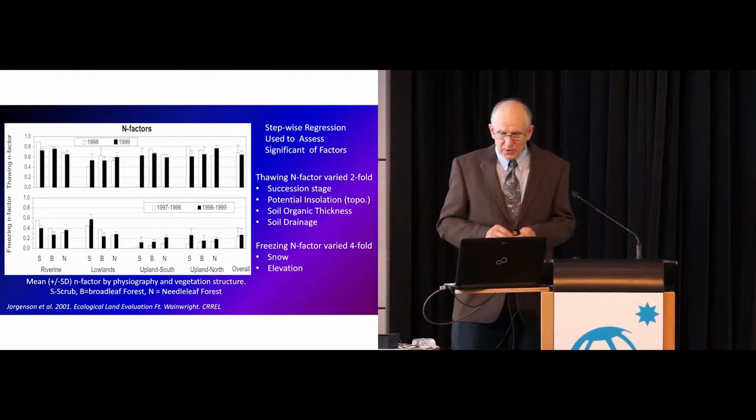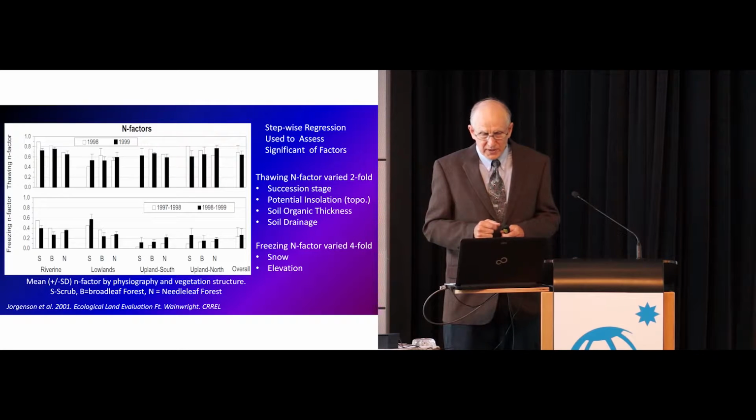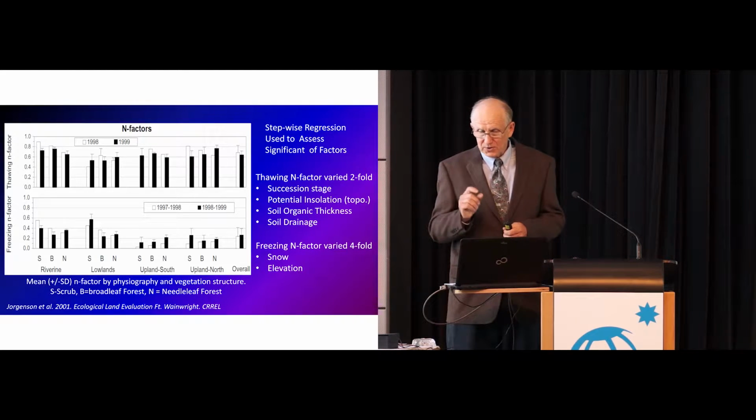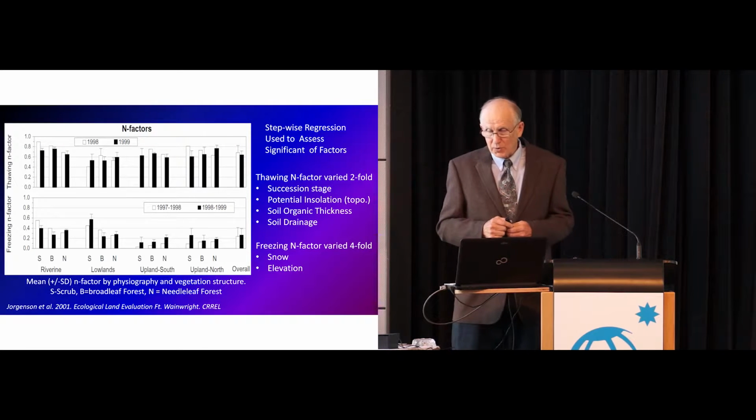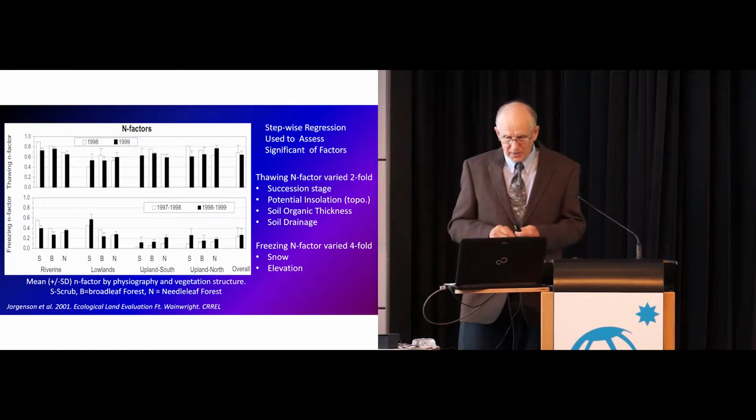In terms of N factors, if you compare these across these two conditions, we find that thawing N factors can vary twofold across the landscape vegetation conditions, and freezing N factors could vary fourfold. Doing a stepwise regression approach, we found significant factors affecting the N factors were successional stage related to vegetation development, potential insolation related to topography, soil organic thickness, and drainage. Whereas the N factor in the wintertime was affected significantly only by snow depth and by elevation, and snow interacts with elevation.